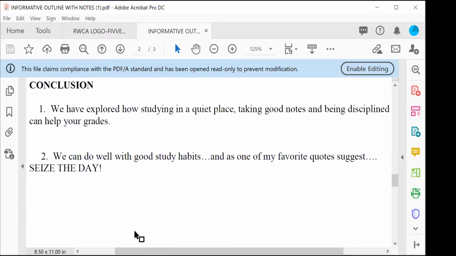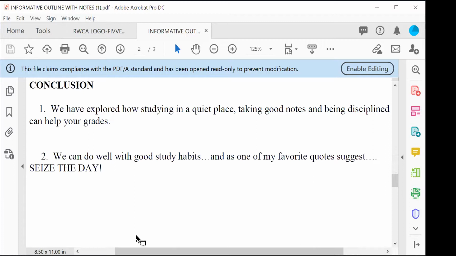We've explored how studying in a quiet place, taking good notes, and being disciplined can help your grades. That's just a repeat of the central idea. So you heard it in the introduction, in each main point, and now a third time. We can all do well with good study habits, as one of my favorite quotes suggests, seize the day. And that would be how I would leave them.